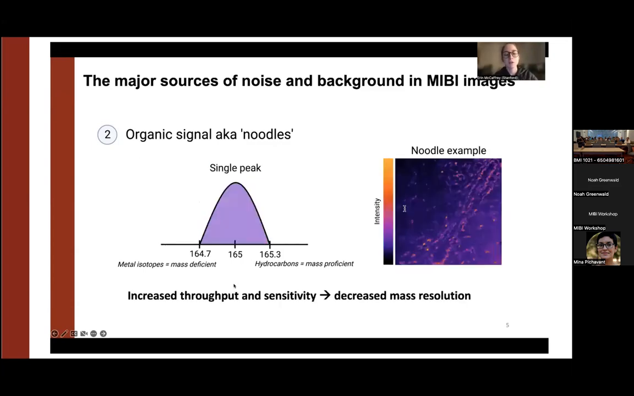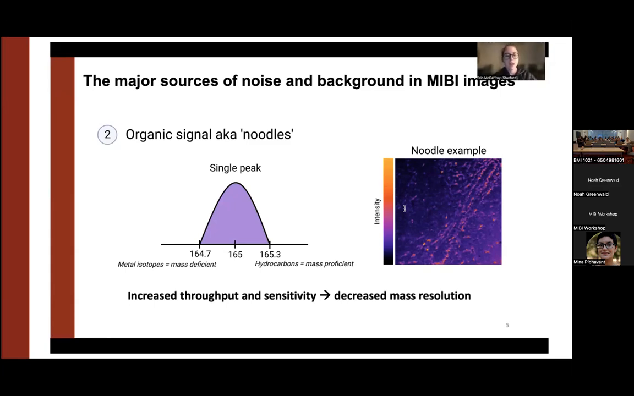However, in order to achieve high throughput and sensitivity with MIBI, this comes at the cost of decreased mass resolution. And so what this means is that often in our spectra, we'll just see the presence of a single peak at each of our masses, and this peak will have contributions attributable to both our isotopes of interest and organic hydrocarbons. And I'm showing here an example of what that signal might look like in your imaging data, where we can see in this image that we're finding organic signal deposited along the topography of the tissue. And it's this striated appearance of the organic signal that gives it its name of noodles.